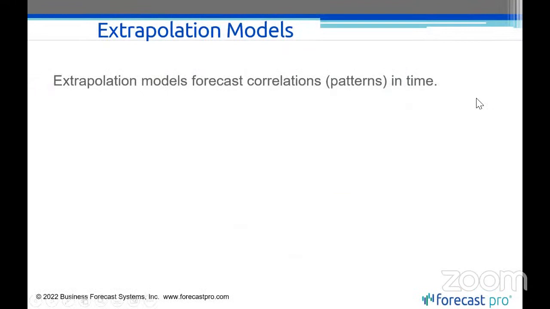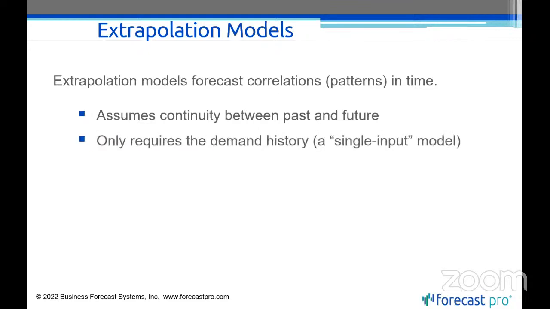So, as I said, extrapolation models are basically forecasting correlations or patterns. Techniques like exponential smoothing would concentrate on things like sales levels, trends, and seasonal patterns, and try to extrapolate them from the past. Obviously, if we're going to extrapolate, we're going to have to assume that there's a continuity between the past and the future. The good news is it only requires a single input, which is the demand history. Typically, you'd be using something like sales figures or perhaps shipments, depending on the situation.